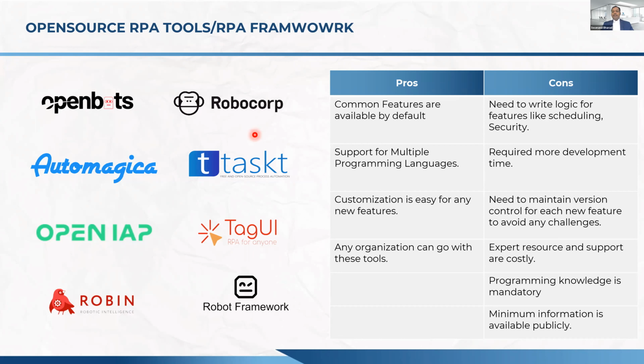OpenBots and Robocorp are open source, but there are a few features that are premium where you need to pay according to their different plans, like a monthly plan or pay as you go plan. So we can see here the pros of open source RPA tools as well as the cons. Common features are available by default, but if we need some advanced feature, then we need to write separate logic using Python or Java or .NET to use that specific feature, like a scheduling related feature or some custom security feature. So we need to write this logic with the programming language.